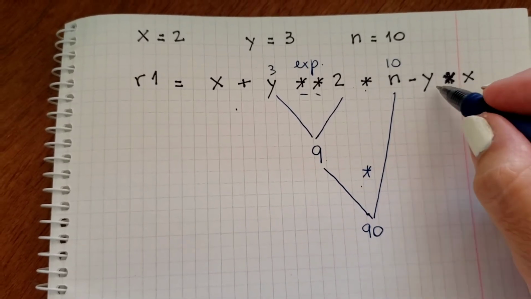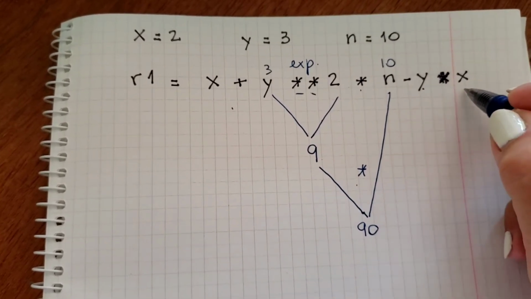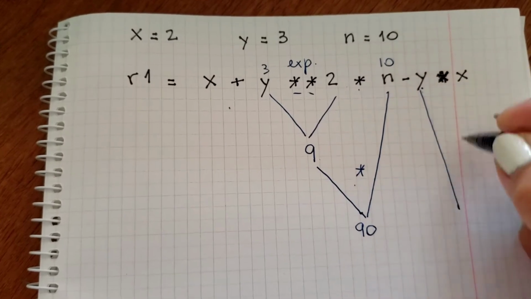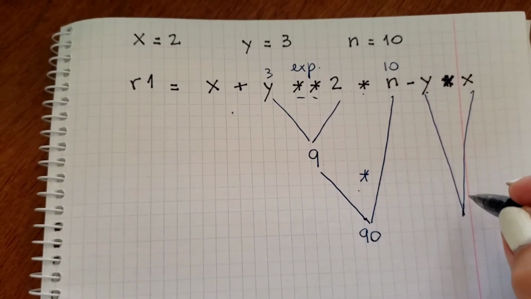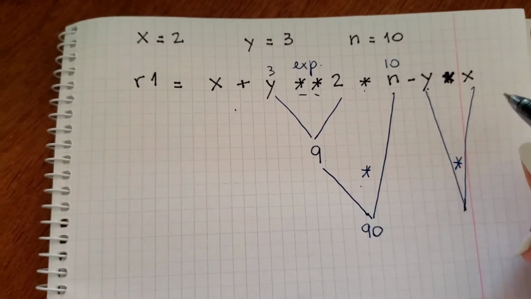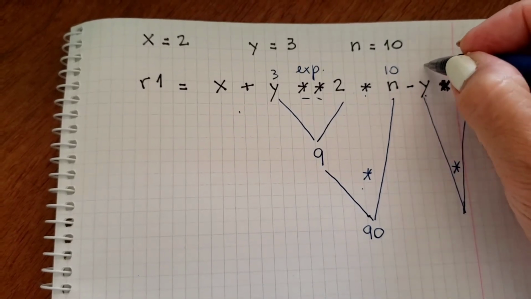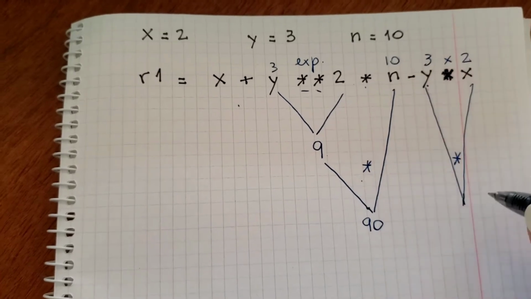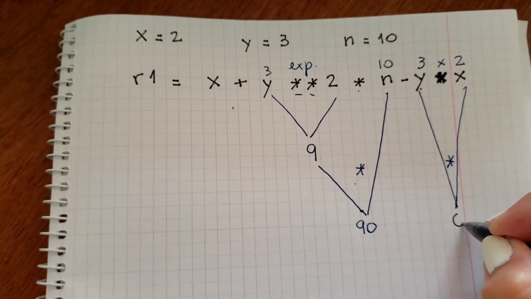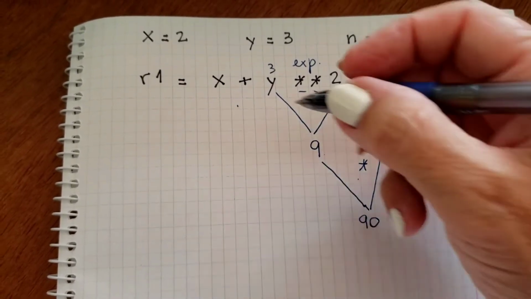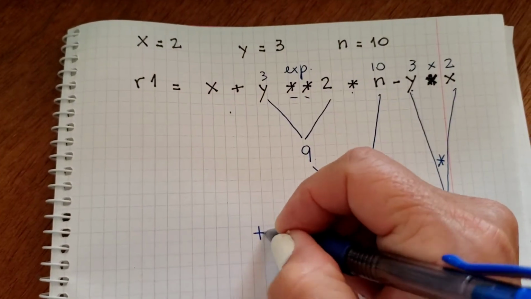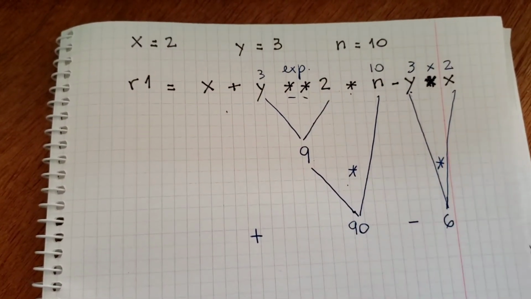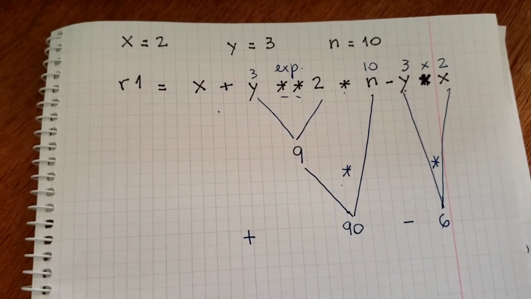And then we have that y needs to be multiplied by x. So that is going to happen next. And y is 3 and x is 2. So 3 times 2 is 6, and it goes here. So now we're going to do the plus, and the minus is the only thing that we have left over.